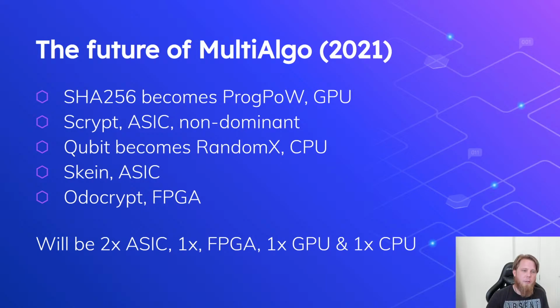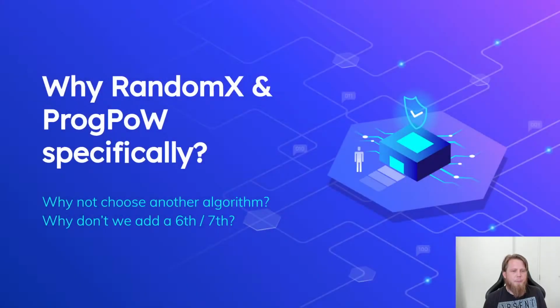So this effectively means that we have one algorithm for each type of hardware, with ASICs being the exception. But perhaps one day in the future, we can look at doing something with Scrypt. Or, who knows, DigiByte might even one day be the dominant hash rate in it. This brings us to a really good question. Why RandomX and why ProgPoW specifically?